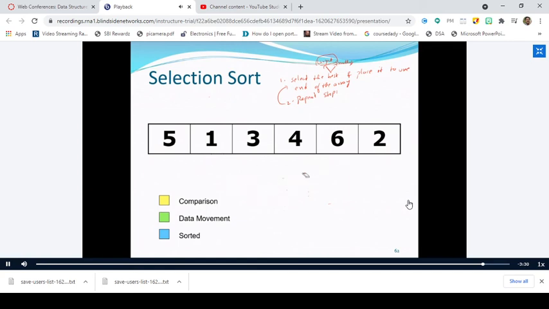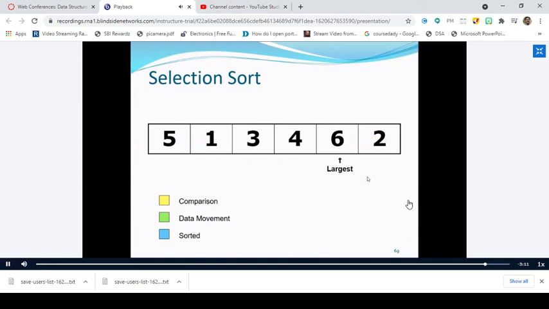So let us see. So 5 has been taken as the largest one, and 5 is compared with 1, nothing to do. 5 is compared with 3, nothing to do. 5 is compared with 4, nothing to do. 5 is compared with 6, right? Now we have found that 6 is the largest value.